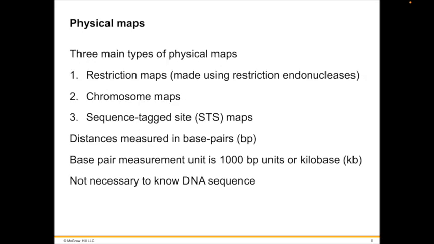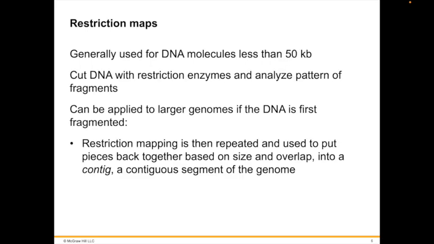Now to physical maps. There are 3 main types of physical maps: restriction maps made using restriction endonucleases, chromosome maps, and thirdly, sequence-tagged site maps. Distances are measured in base pairs. The measurement unit is 1,000 base pairs, or a kilobase, and the map does not necessarily require the DNA sequence. Restriction maps are generally used for DNA molecules less than 50 kilobases. Cut DNA with restriction enzymes and analyze the pattern of fragments. It can be applied to larger genomes if the DNA is first fragmented.